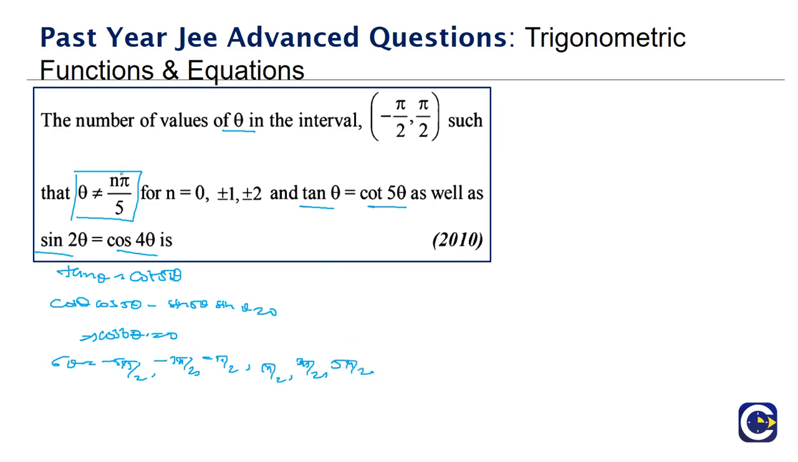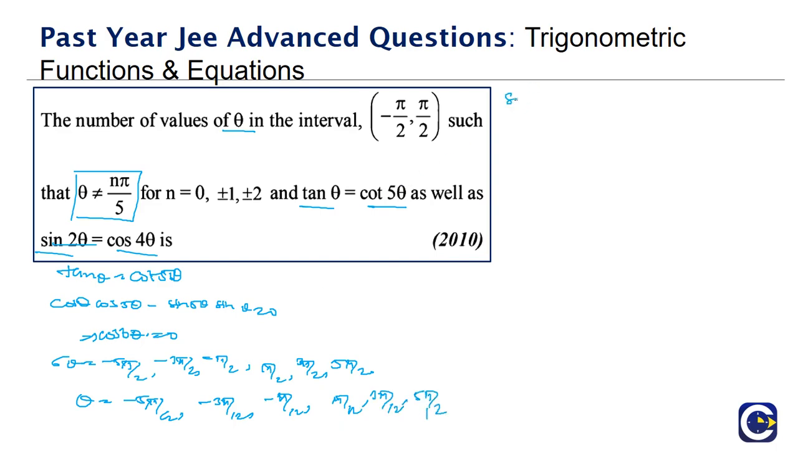If you consider this, let us write it in the form of theta also. What will you get? Minus 5 pi by 12, minus 3 pi by 12, minus pi by 12, pi by 12, 3 pi by 12, 5 pi by 12. These are the values for the first condition.